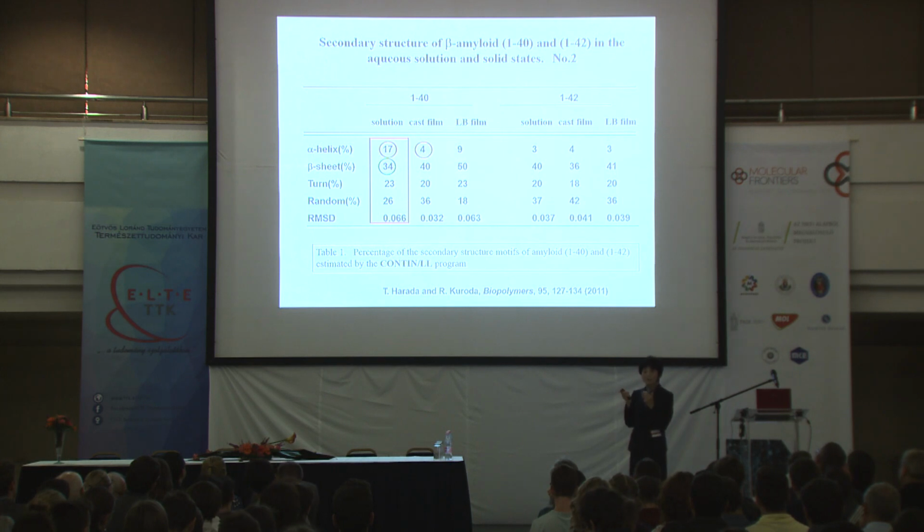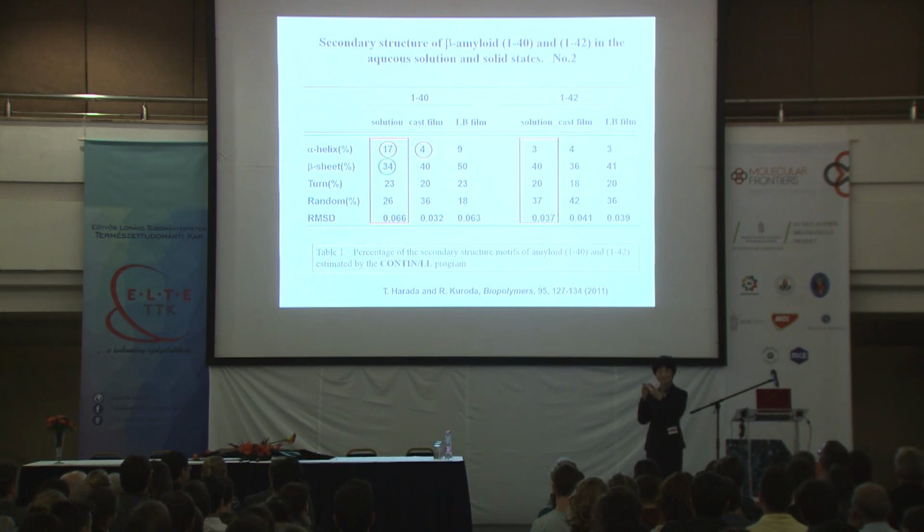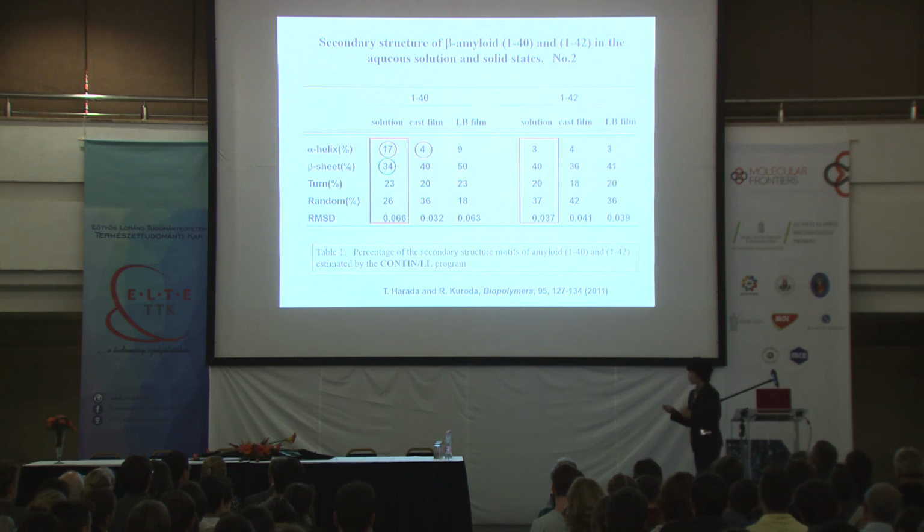This you can measure with our machine. And if it goes to Langmuir-Blodgett, also it has more beta sheet. What happens with 142? We were surprised to see that already in solution, just with 2 extra amino acid residues in the C terminus, it has more beta sheet. Okay, so it is like this. So that you can find like this.